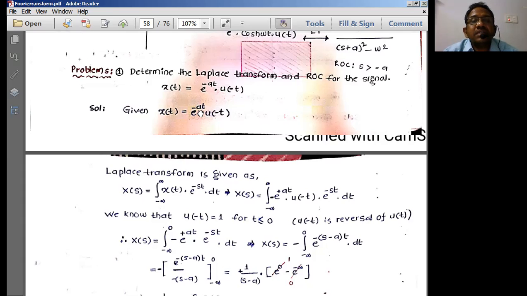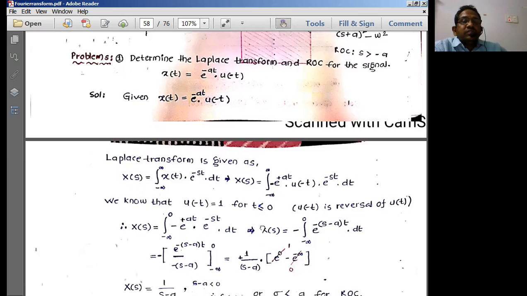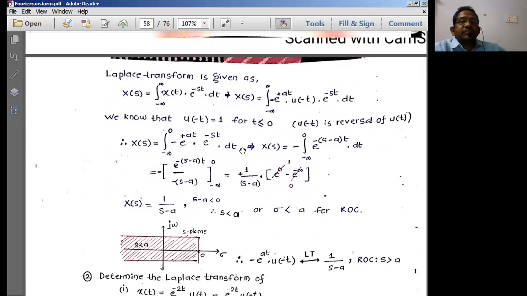So e power minus at here. e power minus at means what? This t is going to take negative values because the limits extend from minus infinity to plus infinity. Therefore, e power minus a times minus t becomes e power plus at. All right. And this u of minus t is normally going to become minus 1 here. So I should write minus here. For t less than 0, it will be minus 1. It's a negative-ended step signal. So therefore, it is going to be a reversed step signal.